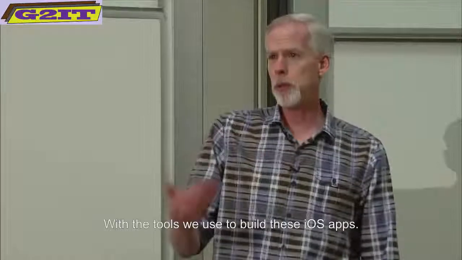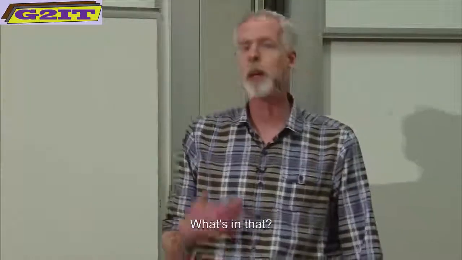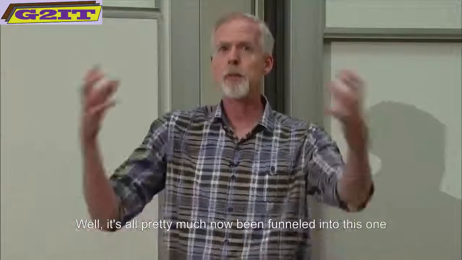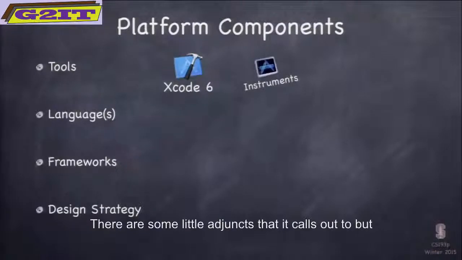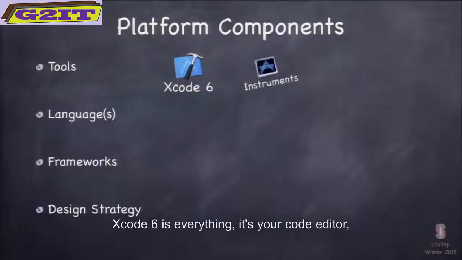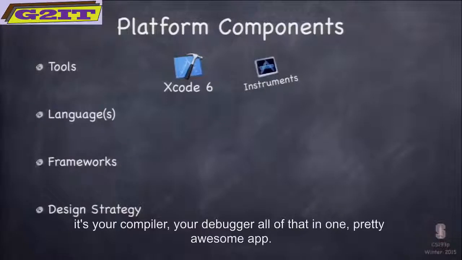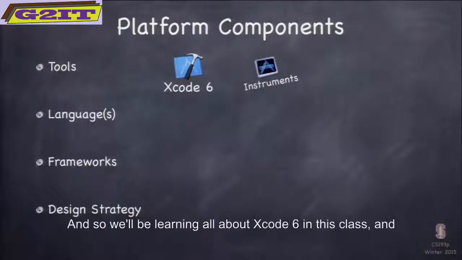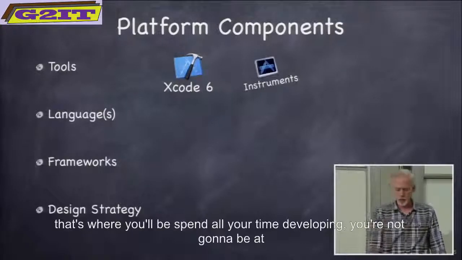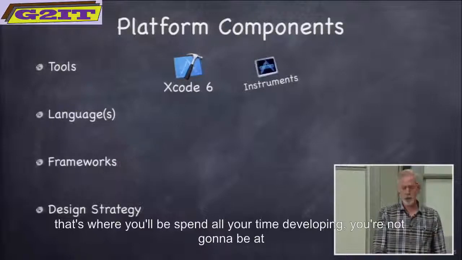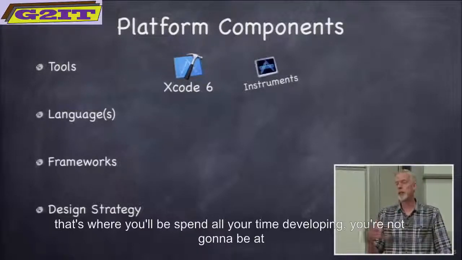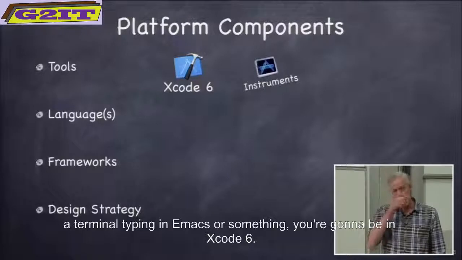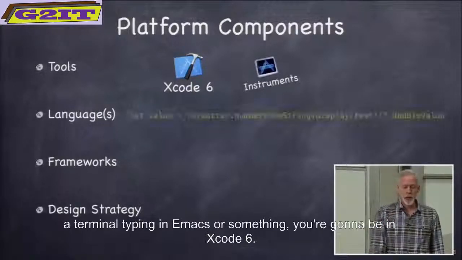Then there's the development platform itself. What are the tools we use to build these iOS apps? It's all pretty much now been funneled into this one application called Xcode 6. There are some little adjuncts that it calls out to, but Xcode 6 is everything. It's your code editor, your compiler, your debugger, all of that in one pretty awesome app. We'll be learning all about Xcode 6 in this class, and that's where you're going to spend all your time developing. You're not going to be at a terminal typing in Emacs or something. We're going to be in Xcode 6.